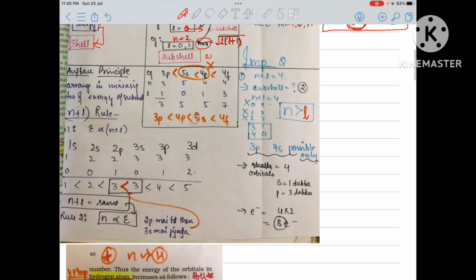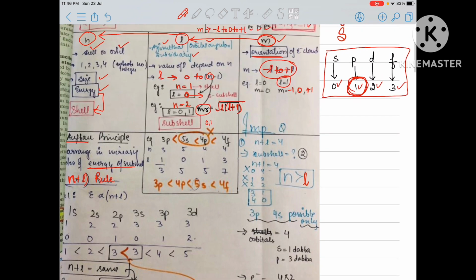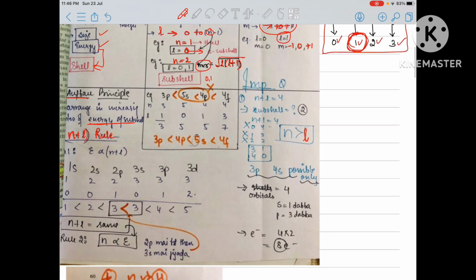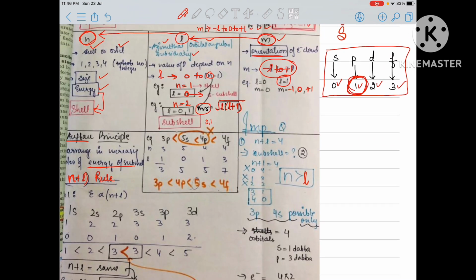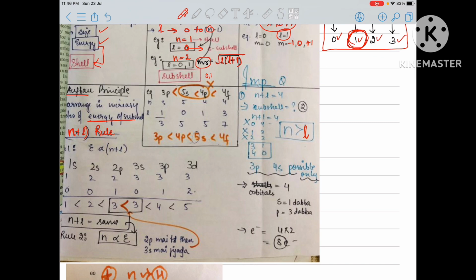Moving on to the Aufbau principle. We will discuss it in detail later also, but here I am only discussing the energy levels. Aufbau only and only talks about the energy of the subshell, which is determined by the n plus l rule. So what is n? It is the principal quantum number, and l is your subsidiary, or you can say azimuthal quantum number. Moving on, how do we decide the energy, which is dependent on the n plus l rule?